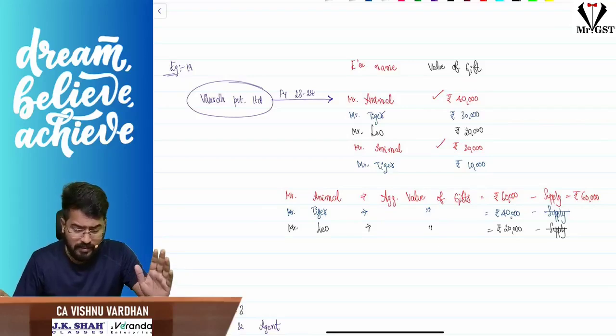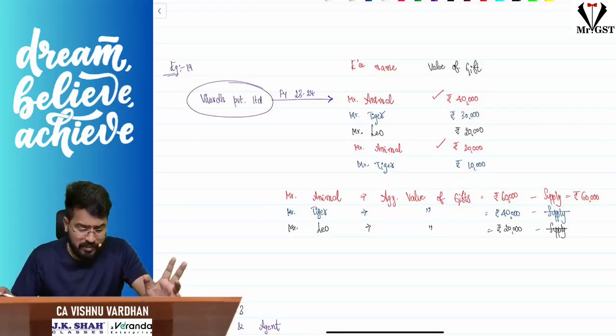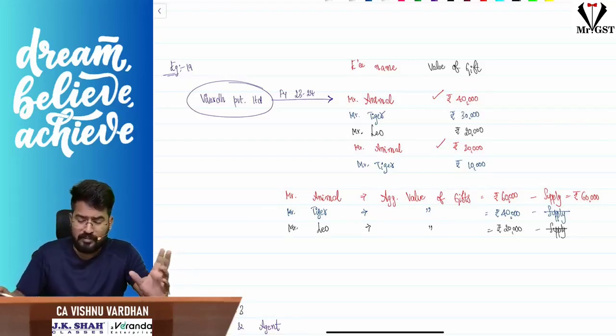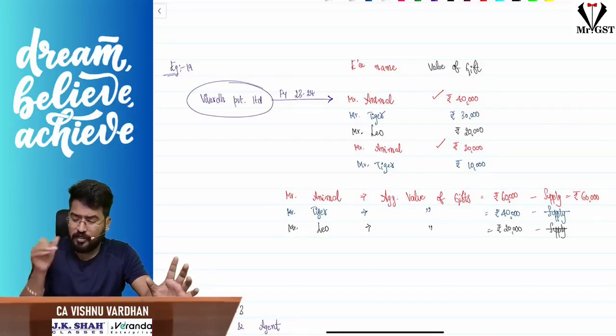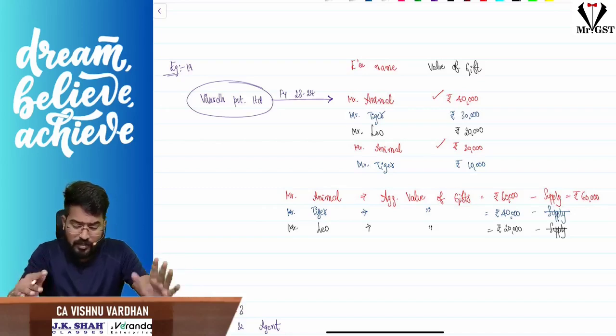So here there is the example for the employer-employee concept. We have a private limited company paying the employees Mr. Animal, Mr. Tiger, Mr. Leo, Mr. Animal, Mr. Tiger, all this value of gifts, all that. So you can just go through the example. We have clearly discussed it.